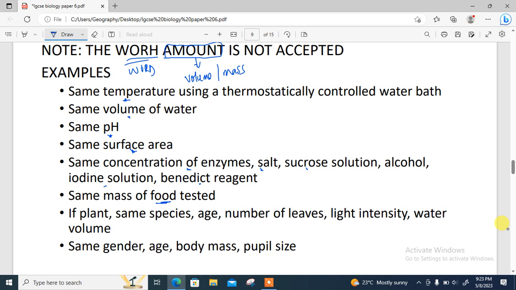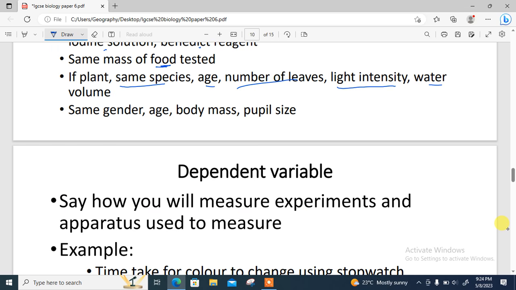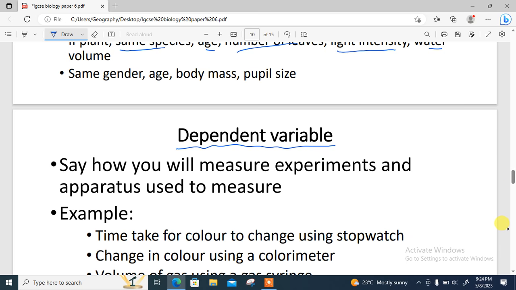So if it is a plant, sometimes you can say same species of plant, same age of plant, same number of leaves, same light intensity, same water volume. So all these are things that you want to remain constant throughout the course of the experiment. Same gender, age, body mass, etc. Then dependent variable. Now that's what is kept constant, the constant variable, what was controlled. Now the dependent variable is what you measure, what is measured in the experiment.